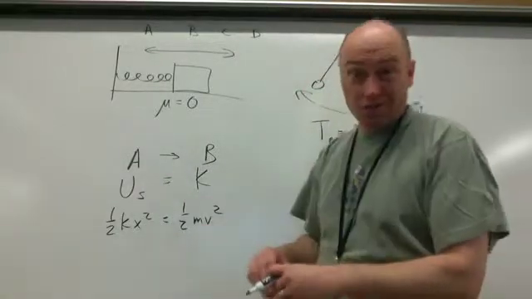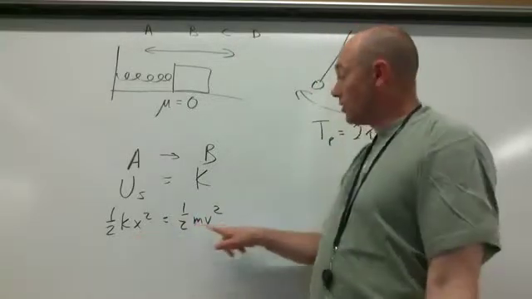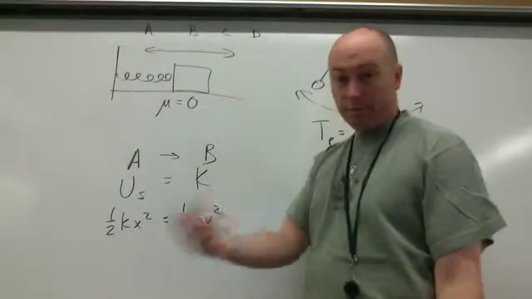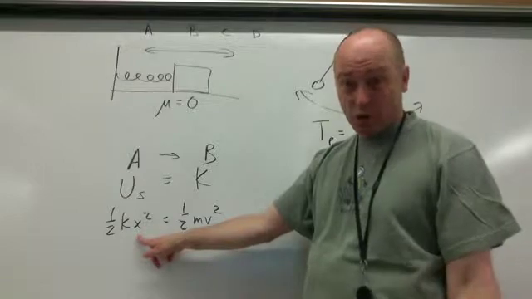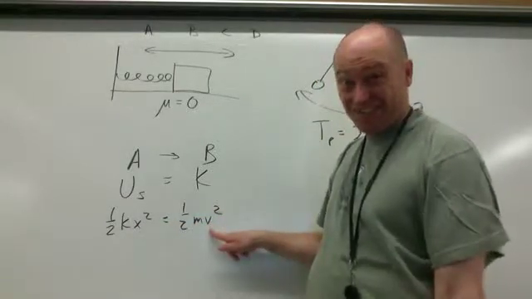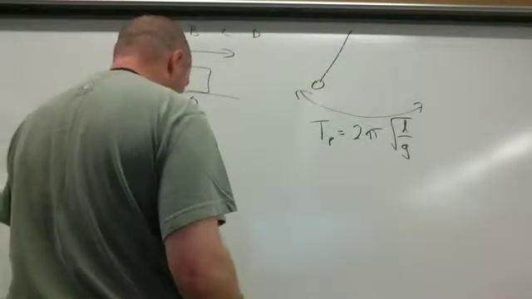There might be a question like, if I compress it twice as much, what's going to happen to my speed? The answer is, if I compress this twice as much, if you look, this is proportional to this. So you would get x squared is proportional to v squared.